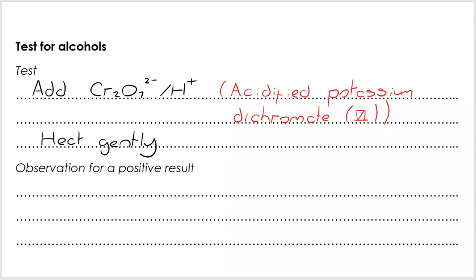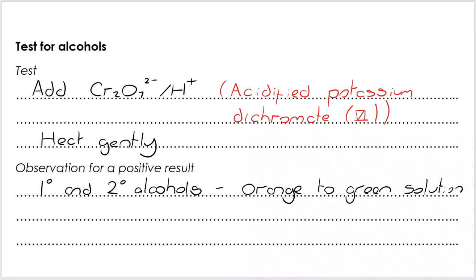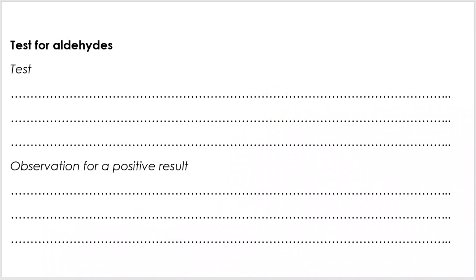If we have got a primary or a secondary alcohol, the colour change that we get is orange solution to green solution. This test does not work for a tertiary alcohol. There's no visible change because we know that what's actually happening here from the alcohols topic is the primary alcohol is oxidized to an aldehyde, the secondary alcohol is oxidized to a ketone, the tertiary alcohol does not get oxidized at all. That leads quite neatly to the test for aldehydes.